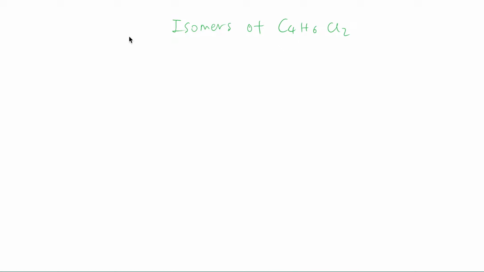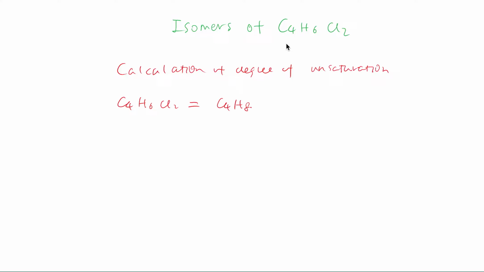For C4H6Cl2, you need to calculate the degree of unsaturation first. So first step, calculate the degree of unsaturation. We said you treat any halogen as hydrogens. So C4H6Cl2 is exactly the same as C4H8. And then we compare it with a fully saturated hydrocarbon.